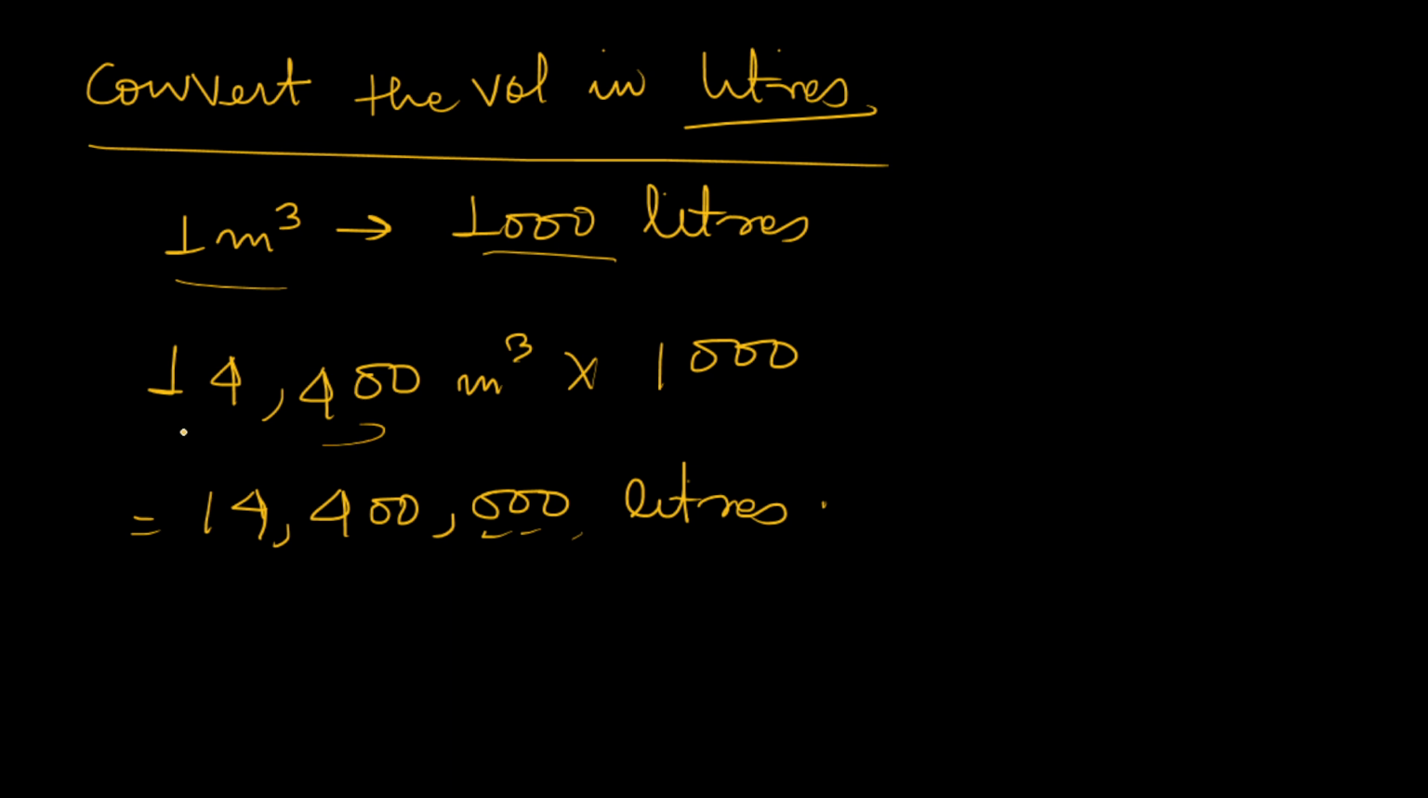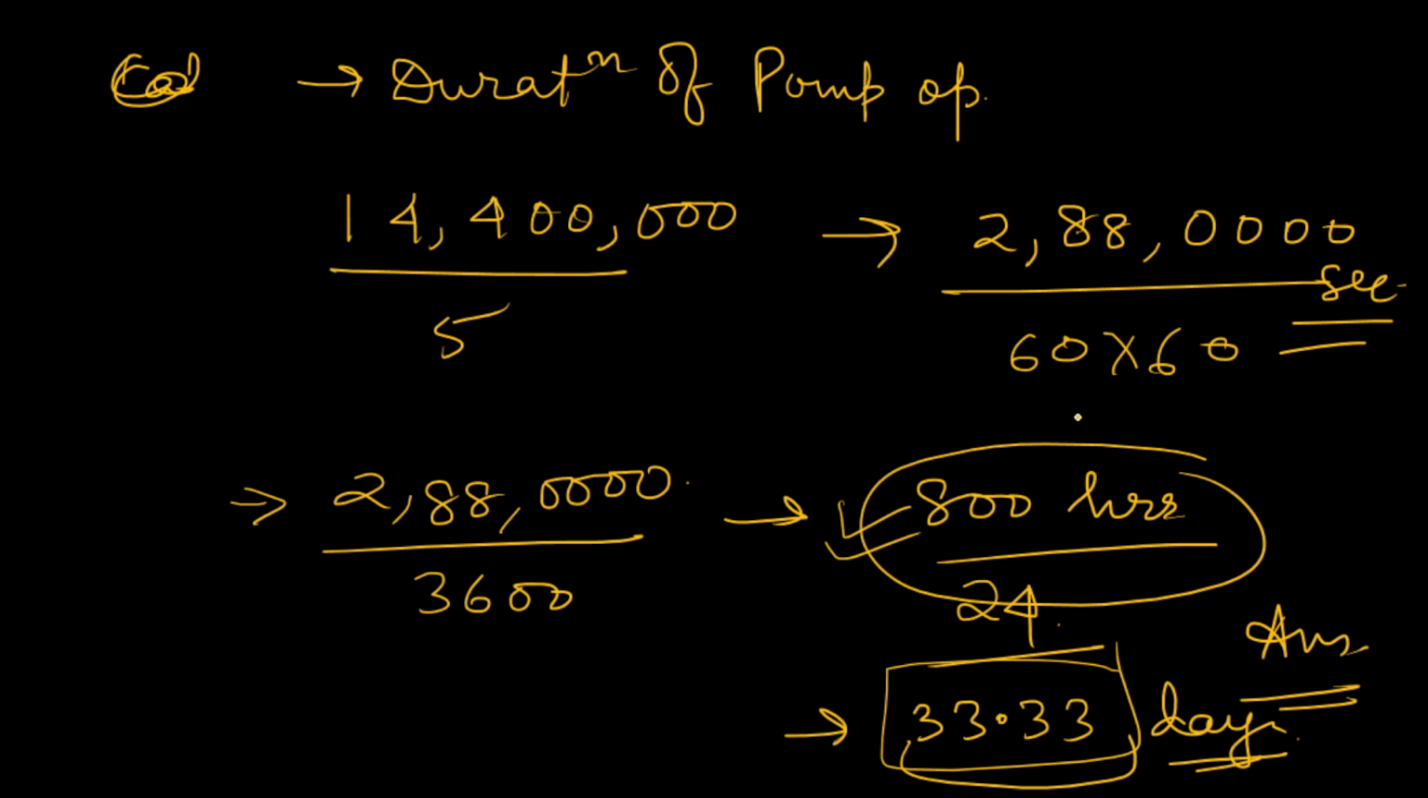So this many meter cubes will be this many liters, and then the pump's capacity is given as 5 liter per second. So we will simply divide by 5, because it is given per second, so our result will come in seconds. For conversion from second to minute we divide by 60, and from second to hour we divide by 3600, because it is 60 into 60. So the result is hours, and we can simply convert into days by dividing it by 24. So the answer will be 33.33 days.